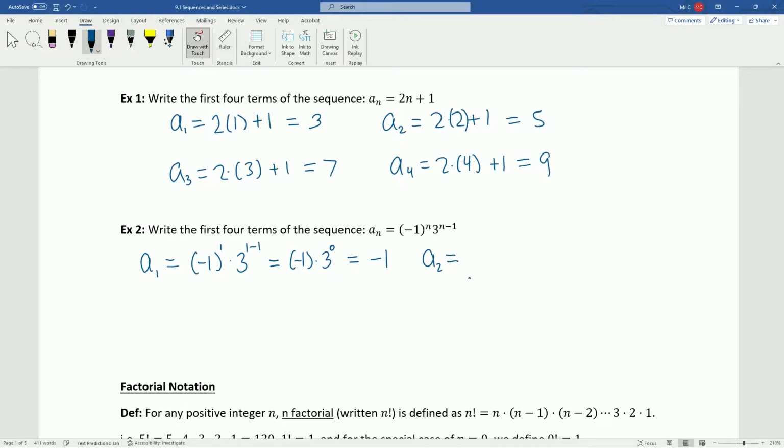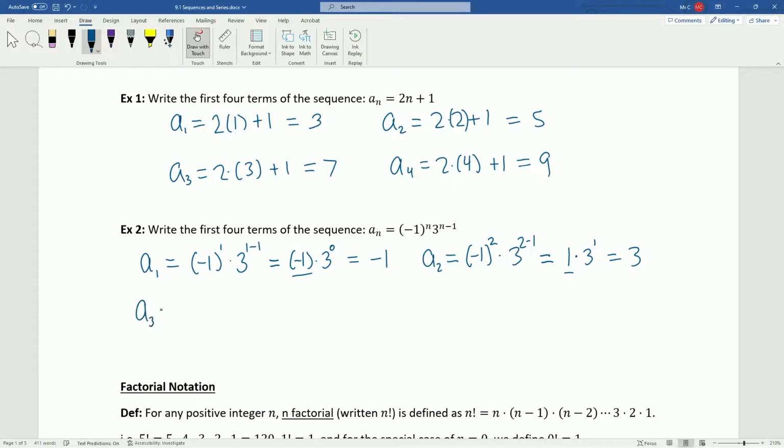Now we look at a2. That's negative 1 squared times 3 to the 2 minus 1 power. Negative 1 squared is positive 1 times 3 to the first power, which is 3. Now one thing I want to point out here, because this is going to come up a lot, is notice that this negative 1 to the nth power is always going to alternate between being equal to negative 1 and equal to positive 1, right?